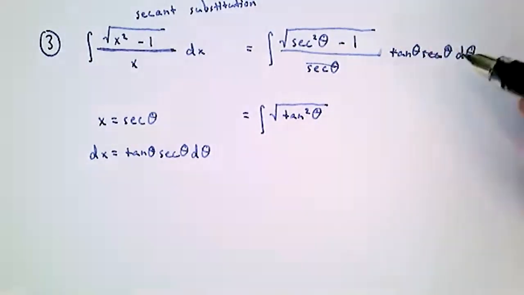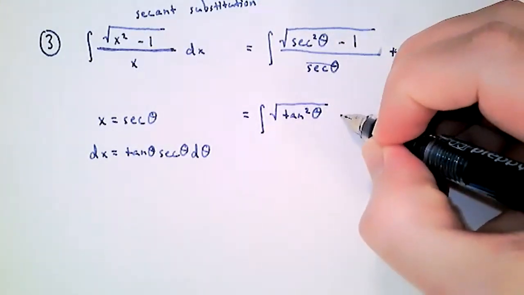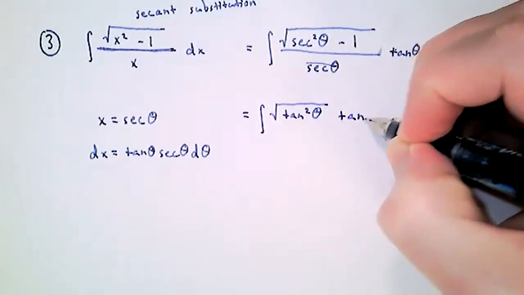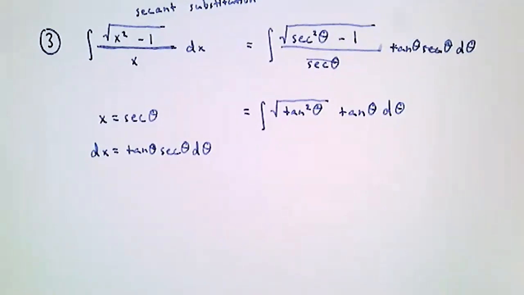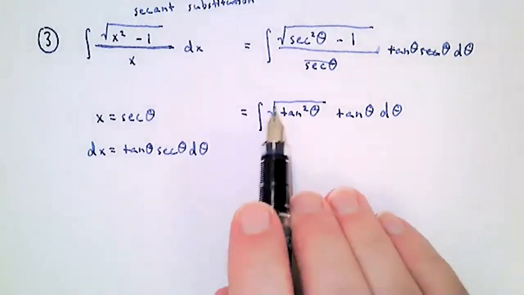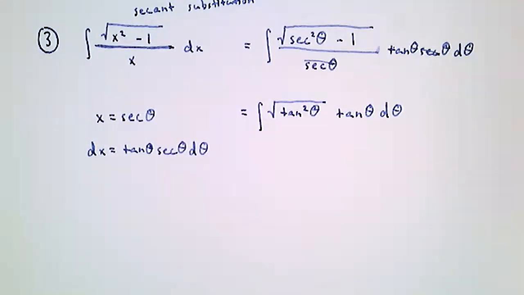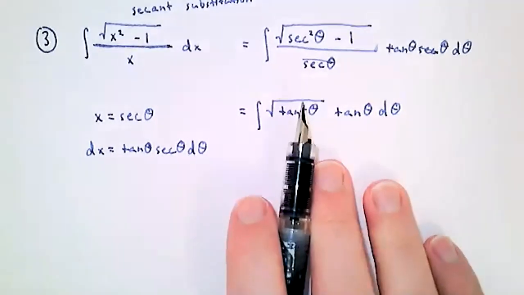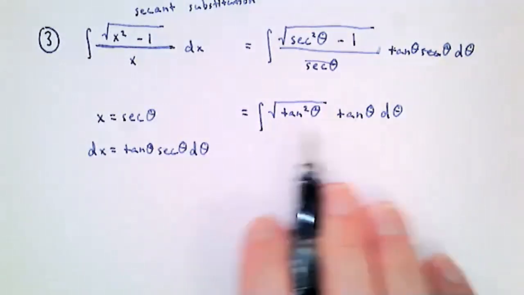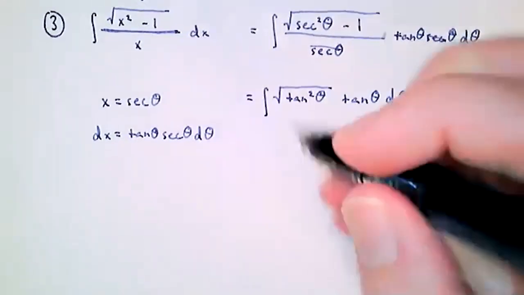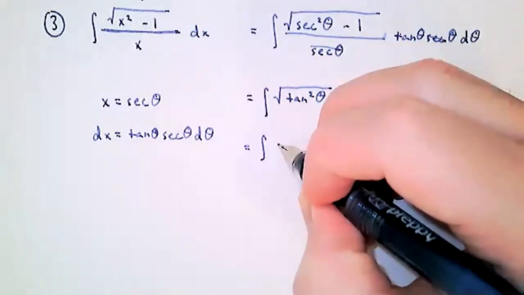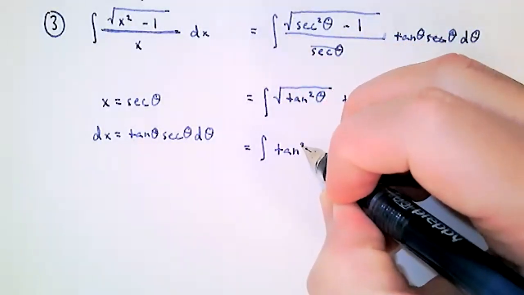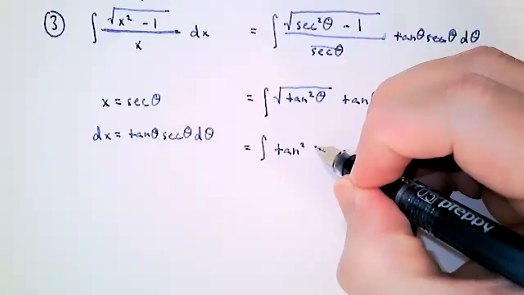So we have a square root of tangent squared, and then another tangent theta d theta. So the square root of tangent squared should really be an absolute value of the tangent, but since we're multiplying by another tangent anyway, we can just write it as a tangent squared. This is always going to be positive.